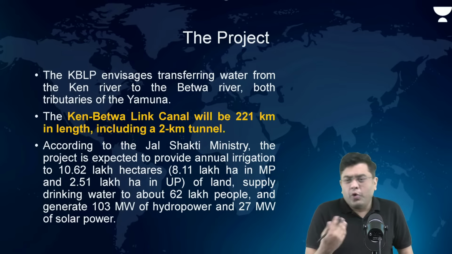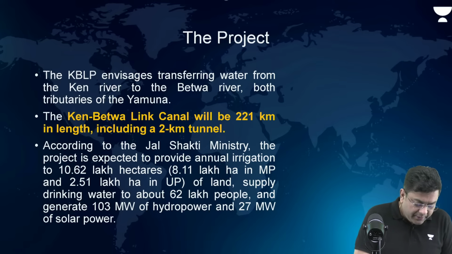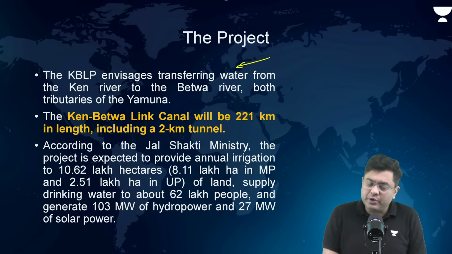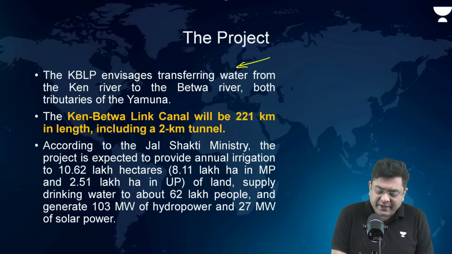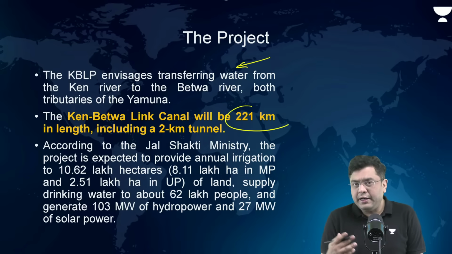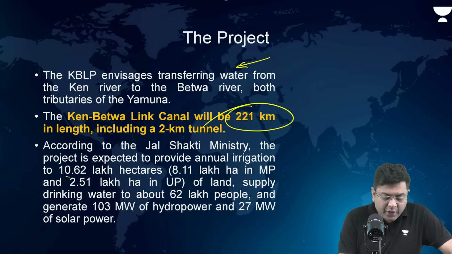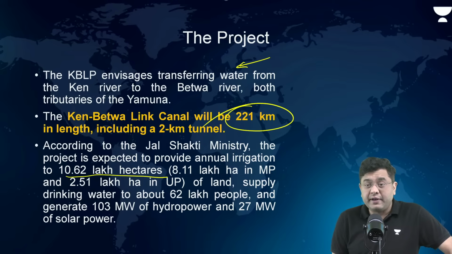Okay. Now, what is the project about in a nutshell? So it envisages transferring water from the Cane River to the Betwa River, both of the tributaries of Yamuna. It will be 221 kilometers in length, including a 2-kilometer tunnel. Now, it is expected to provide annual irrigation to around 10.6 lakh hectares of land.